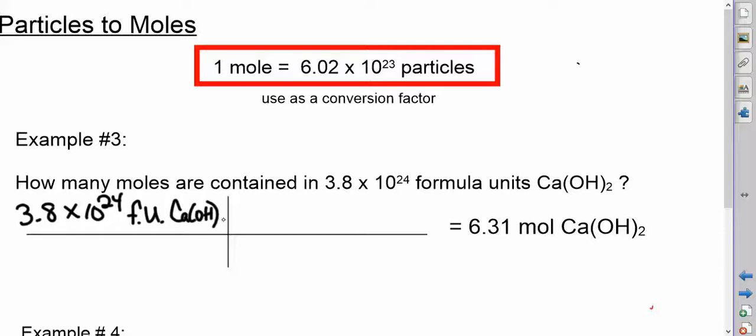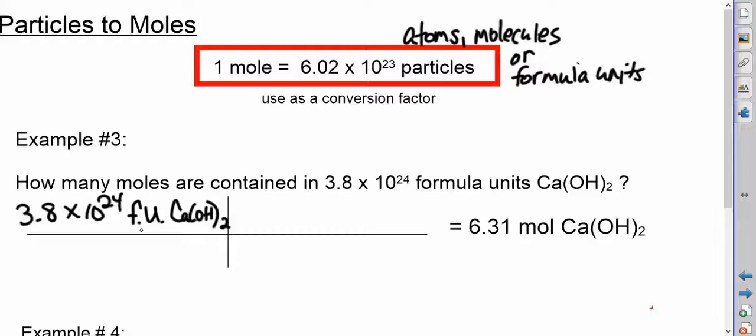Now, since particles can be atoms, molecules, or formula units, I have formula units here, so I need formula units down here so that it cancels. And in front of formula units, we're always going to have this number, 6.02 times 10 to the 23rd. In 1 mole of anything, there are 6.02 times 10 to the 23rd formula units, if we're talking about an ionic compound. In this case, we happen to be talking about calcium hydroxide.